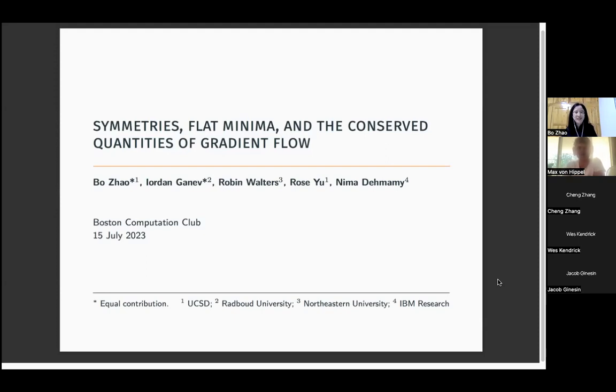Thank you, Max. I'll present the paper Symmetries, Finite Minima, and the Conserved Quantities of Gradient Flow. This is a joint work with Eldon Ganef at Redmond University, also with Robin Waters, who is a professor at Northeastern, and my advisor, Rose, and also Nima Dekmami at IBM Research.